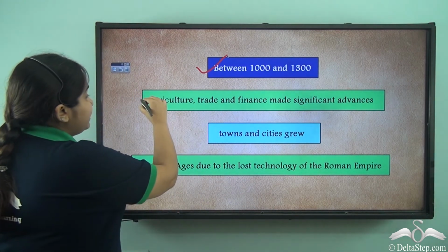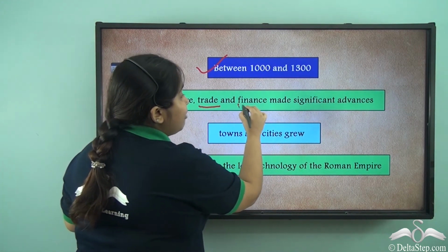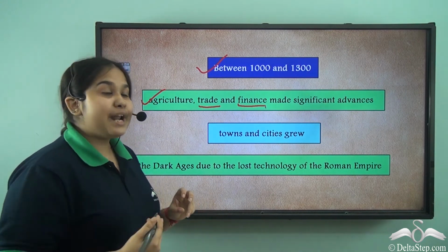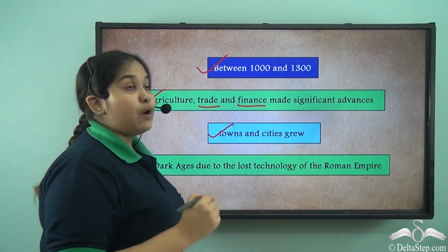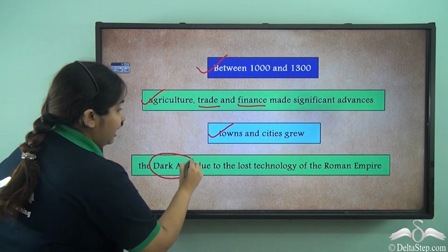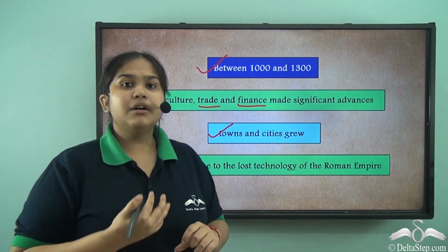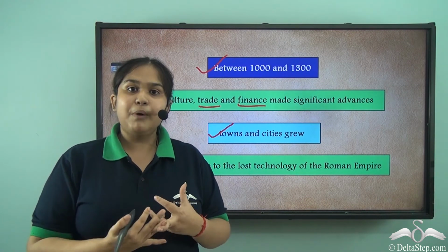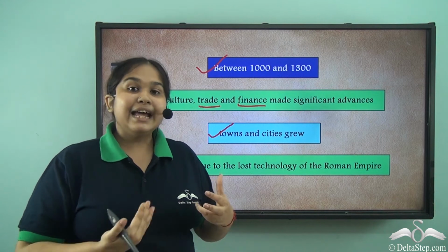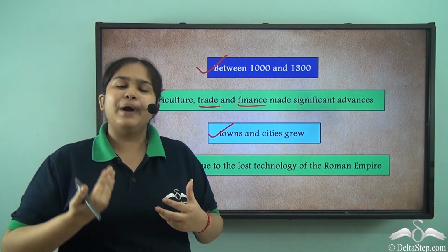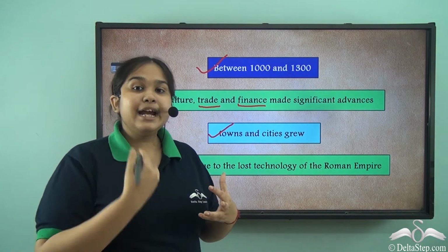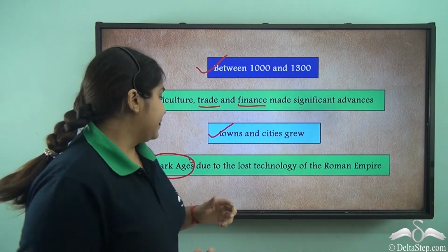We can see the growth in agriculture, in trade, finance, as well as expanded urbanization through the growth of towns and cities. But this is also known as the Dark Ages due to the loss of technology, number one, and also because of the vast amount of warfare, the span of time when Roman Empire fell, the feudatories were rising, the state was in constant war, okay?